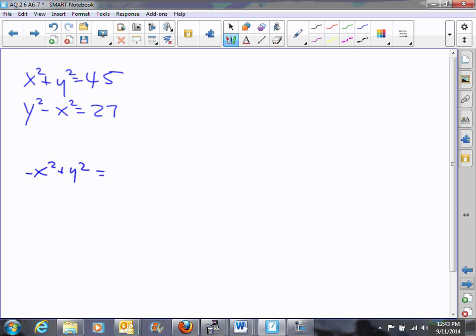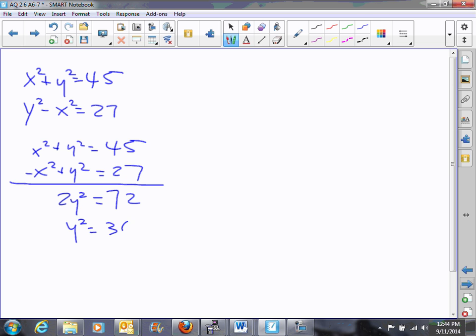Now, first of all, this second equation probably should be written as negative x squared plus y squared equals 27. And then the first one becomes x squared plus y squared equals 45. Now, I'm hoping as you look at these two, you say, well, Mr. McFarland, if I just added these equations together, the x squareds would go away. Now, isn't that nice? So let's add them together. X squared goes away. We get 2y squared equals, now 5 plus 7 is 12, 4 plus 2 is 6, plus 1 is 7.